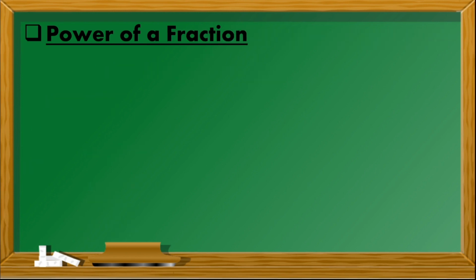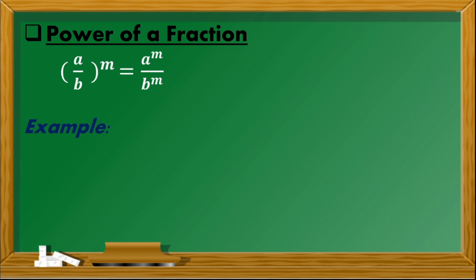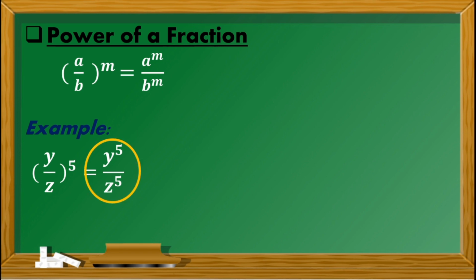Next is power of a fraction. Quantity a over b raised to m equals a raised to m over b raised to m. Ganun pa rin, i-distribute ulit natin yung ating power dun sa lahat ng nasa loob. Example, quantity y over z raised to 5 equals y raised to 5 over z raised to 5. So, yan na yung ating sagot.